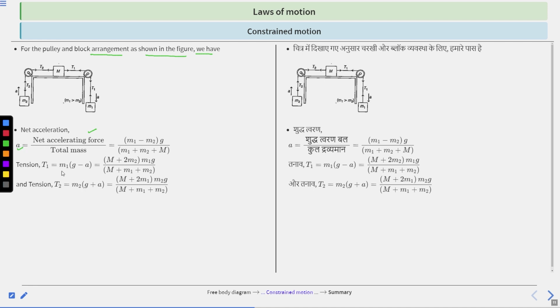So tension T1 is equal to m1 (g minus A), which is equal to (M plus 2 m2) m1 g divided by (M plus m1 plus m2), and tension T2 is m2 (g plus A), which is equal to (2 m1 plus M) multiplied by m2 g divided by (M plus m1 plus m2). So this is the T2. Clear? So these are just formulas for different bodies. Clear? If one more body is present here, in that case the T2 will change. Clear? If one more pulley is present here, in that case the T1 will change. Clear? So it depends on the bodies and pulleys.